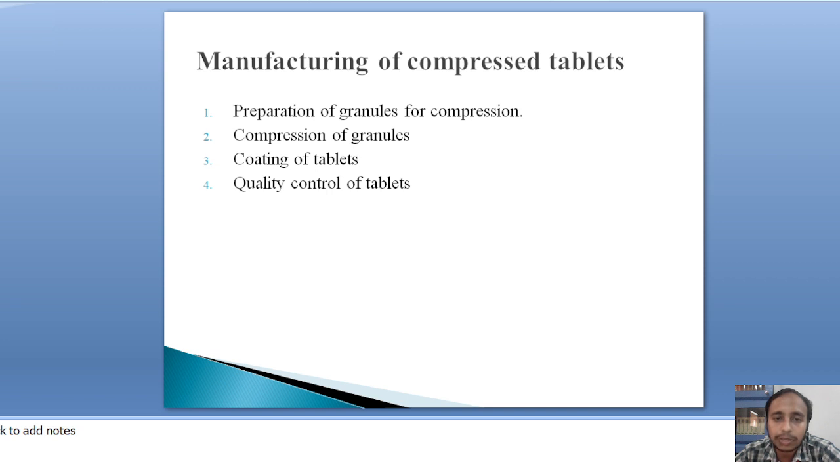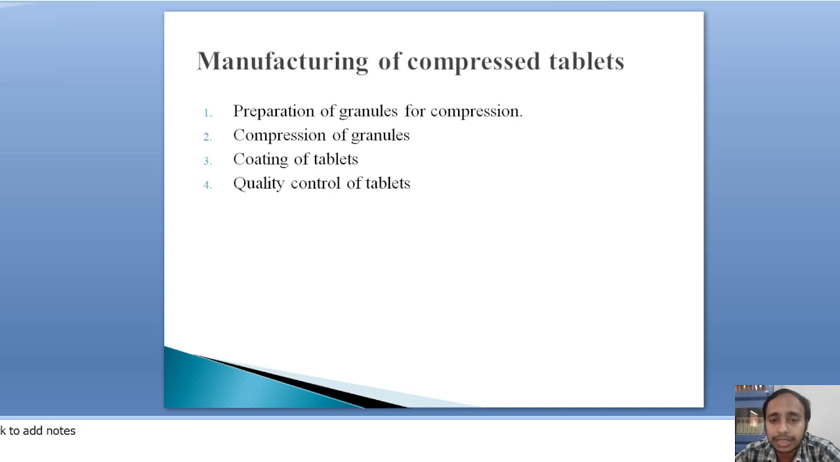Next is coating of the tablets. It is a vast chapter. We have sugar coating, film coating, enteric coating, and sustained release coating. So we have different types of coating, which I will discuss. Next is quality control of the tablets. That is another chapter.